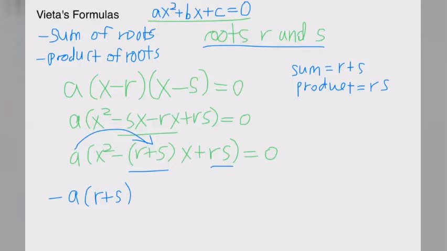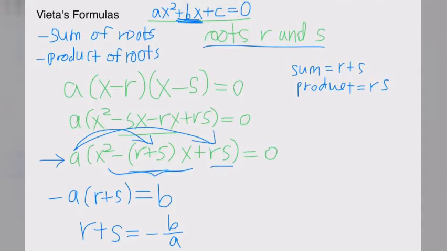And if we expand out this equation, then this term here, where x has a degree of 1, is going to correspond with bx up here. So b. And then r plus s equals negative b over a. Similarly, we distribute a here. A times rs, this corresponds to the integer part because the degree of x is 0. So that corresponds to c. Therefore, the product rs is c divided by a.